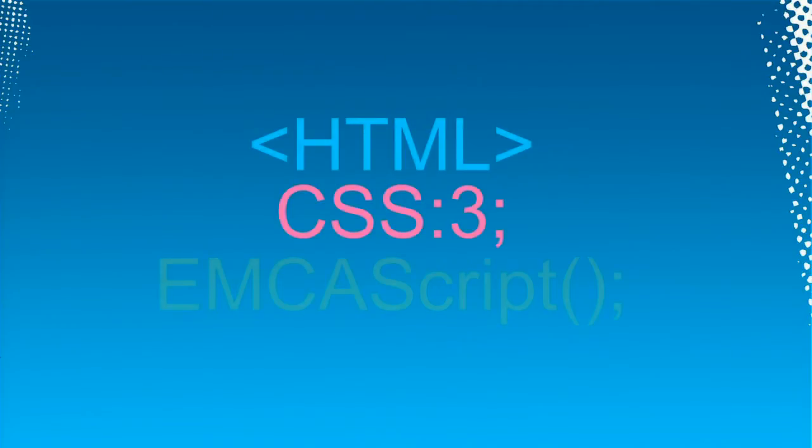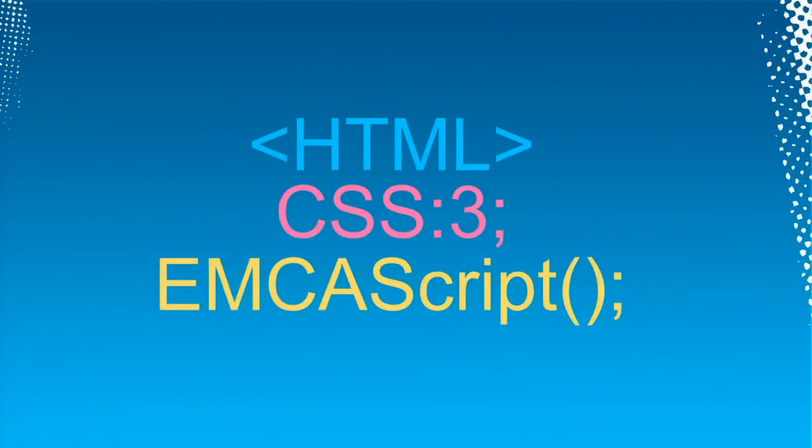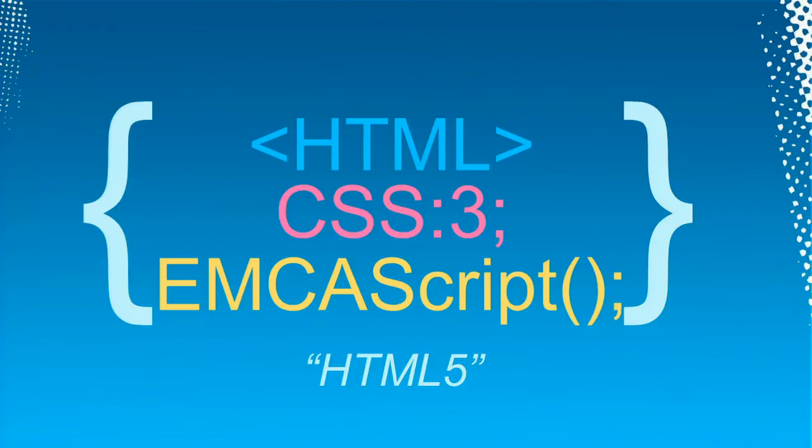So when we start talking about the evolution of the web, we're really talking about the evolution of three technologies: HTML5 or HTML, CSS, and ECMAScript, or basically, as we all call it, JavaScript. Collectively, these things are often referred to as HTML5. So if you don't learn anything else today, retain this. HTML5 is not a thing. HTML5 is an umbrella term of many things.